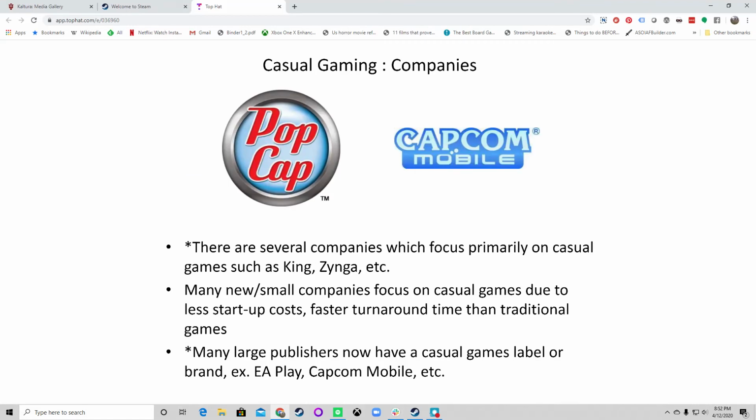There are several companies that focused primarily on casual games in this era. PopCap was one. Zynga, that we'll talk about, leveraged Facebook games. They're the people behind Farmville and a lot of games like that. A lot of new and smaller companies focus on this market because it has less startup costs. You can turn around your games faster. You can make more games for less money, essentially. And the potential market for these games is huge. You're talking about anyone with a smartphone, which is well over a billion people at any given moment who could potentially be your customer.